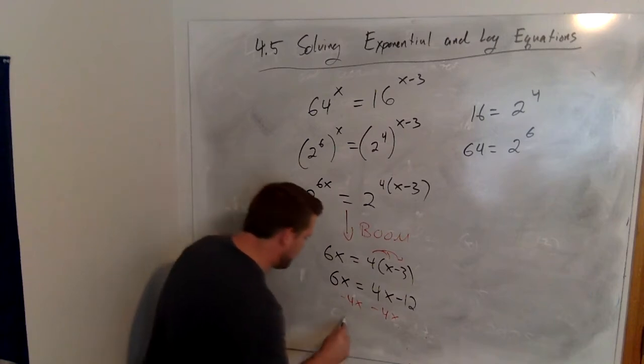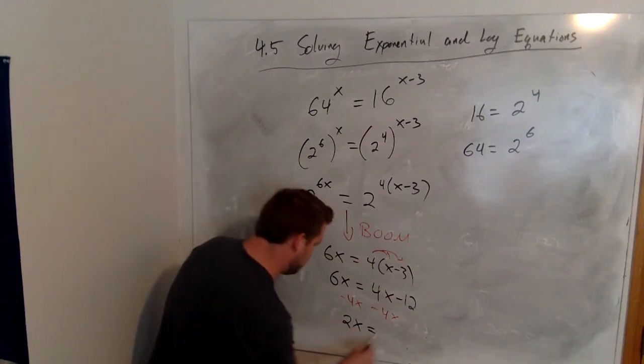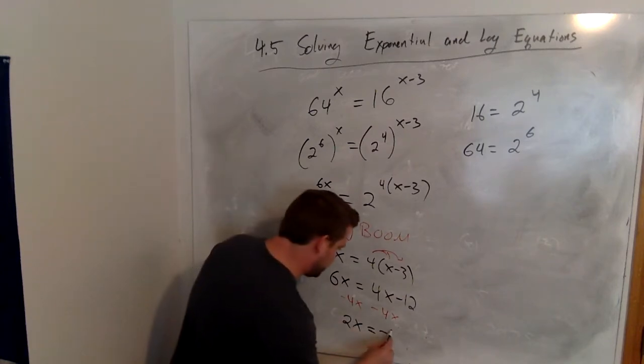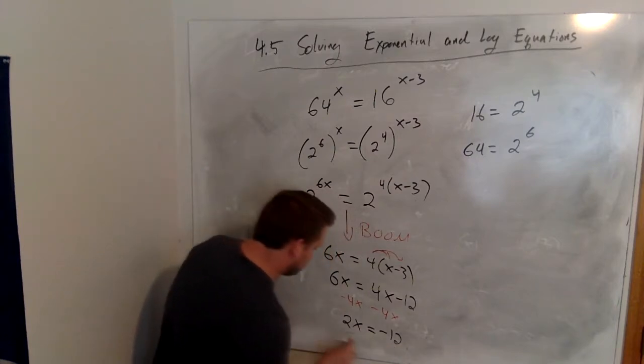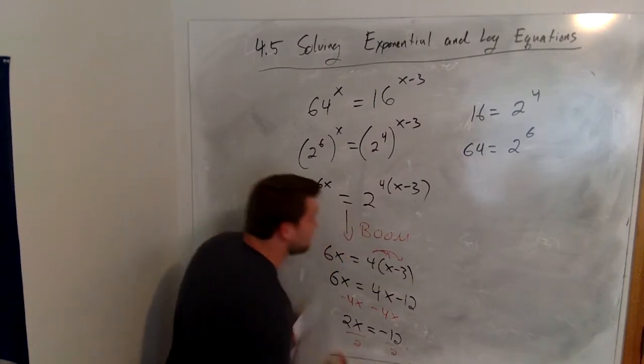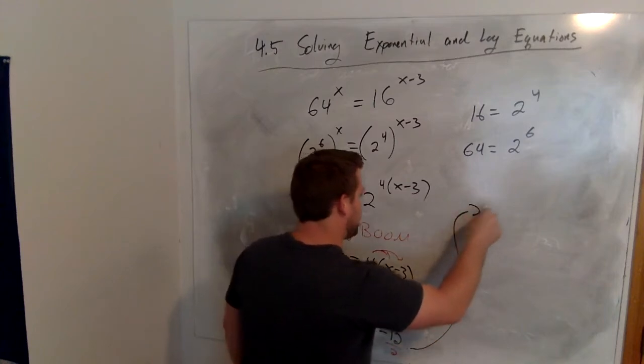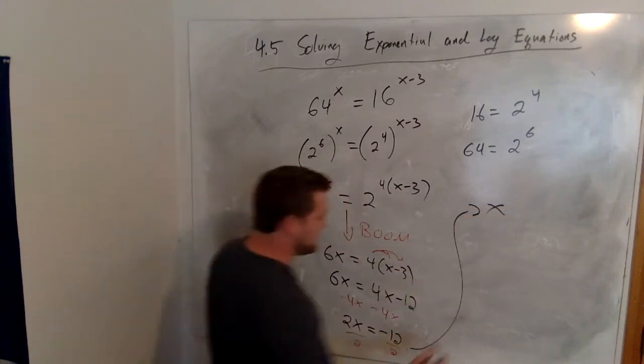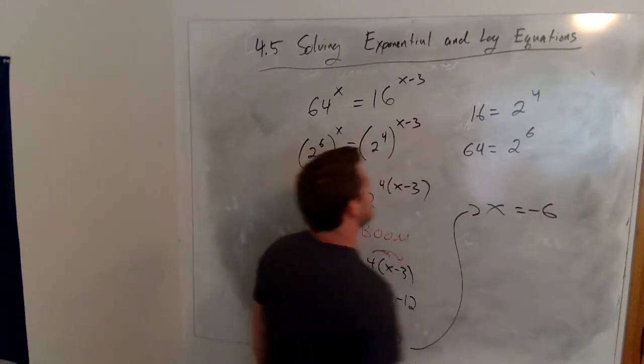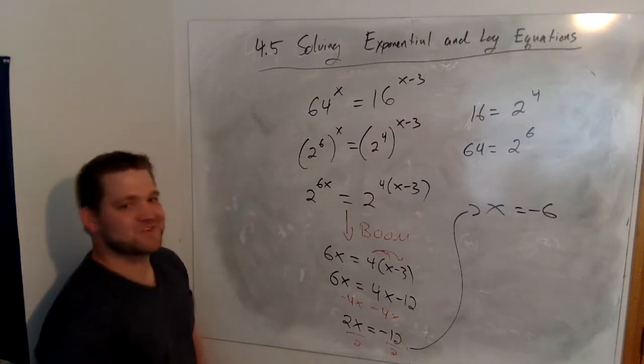How about we subtract 4x from both sides? So we'll get that 2x is equal to negative 12. Divide both sides by 2. And we'll get that x is equal to negative 6. x is equal to negative 6, and we have our solution.